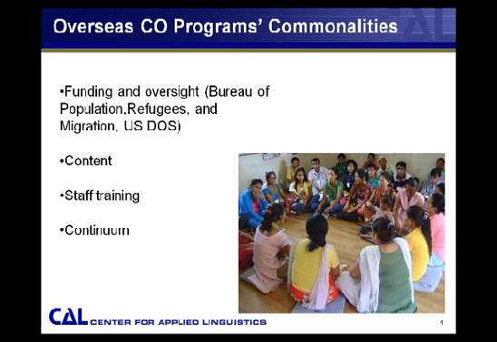So with the understanding that there are a variety of agencies that are contracted to provide overseas orientation, and as I mentioned, the fact that we'll be hearing about the specifics of various programs in a minute, here are some of the things that all of the programs share. One is that all of the programs receive funding and oversight from the Department of State, Bureau of Population, Refugees, and Migration, regardless of what the agency is that is delivering the programs. The other commonality is content, about which I will say a few more words in a minute, and then staff training, and the last one, the importance of the CO continuum.